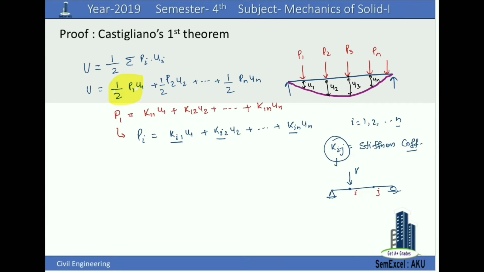So this load at I point to generate unit displacement, this is unit 1.0. Load at I point to generate unit displacement at J point is known as the Kij. Right. So using this relation we can say Pi is equal to this whole expression.